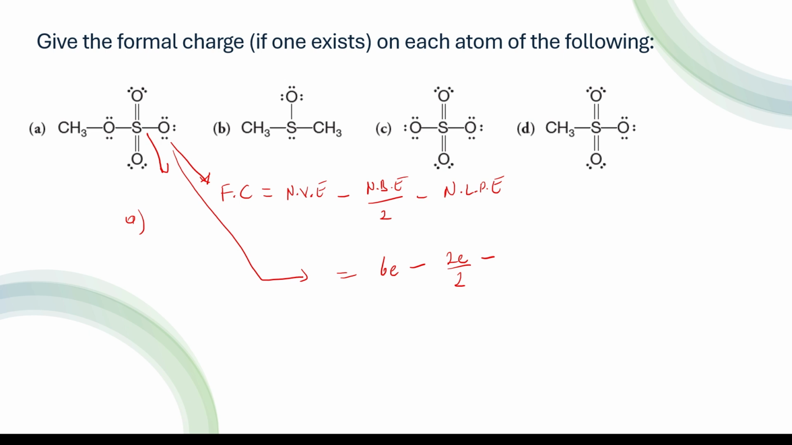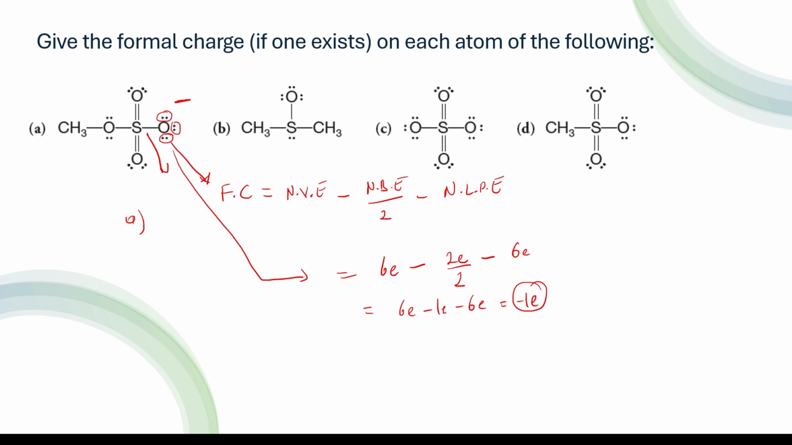When we look at oxygen, we have 2, 4, 6. We have 3 lone pairs, so 6 lone pair electrons. If we do the math here, we have 6 minus 1 minus 6, and it's going to be minus 1, meaning that we have a negative formal charge for this oxygen.